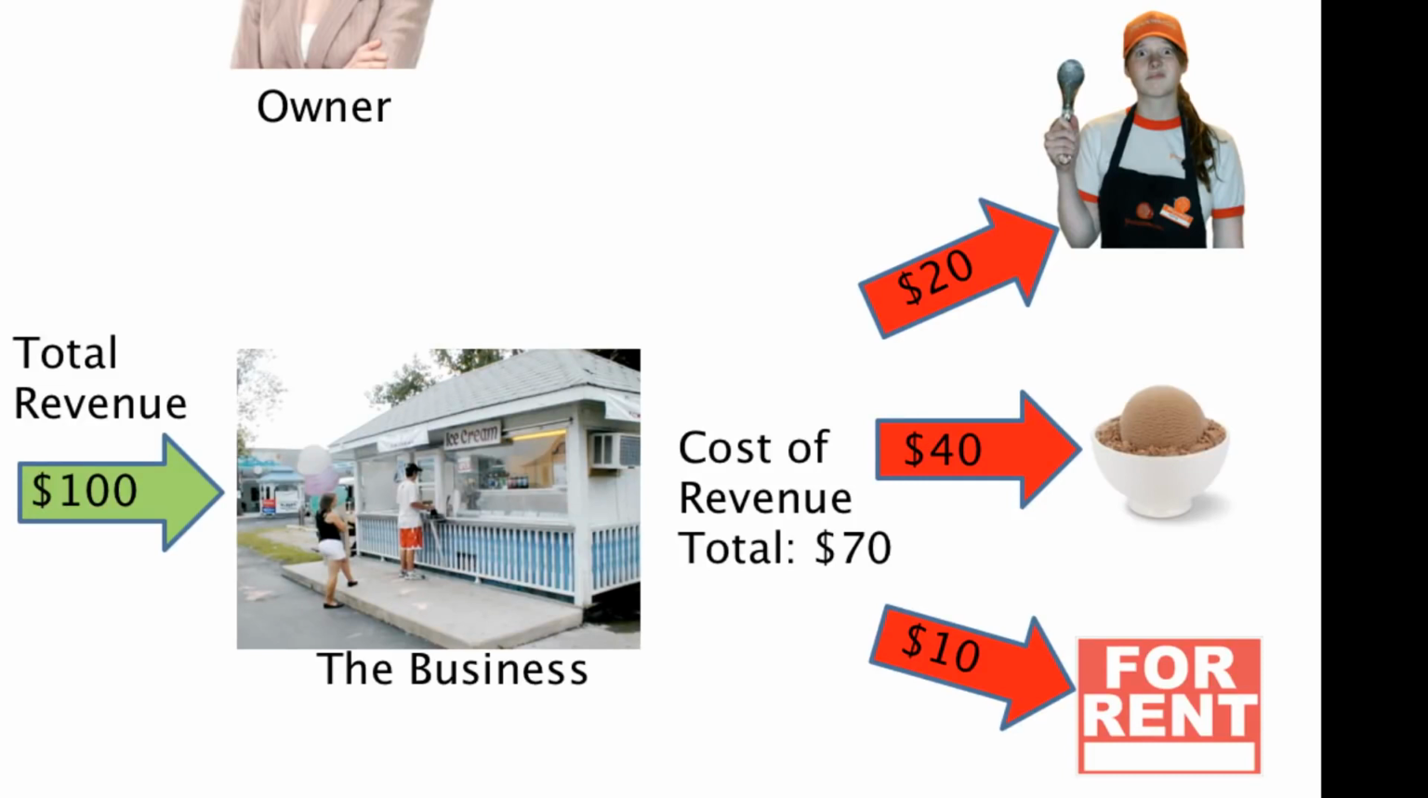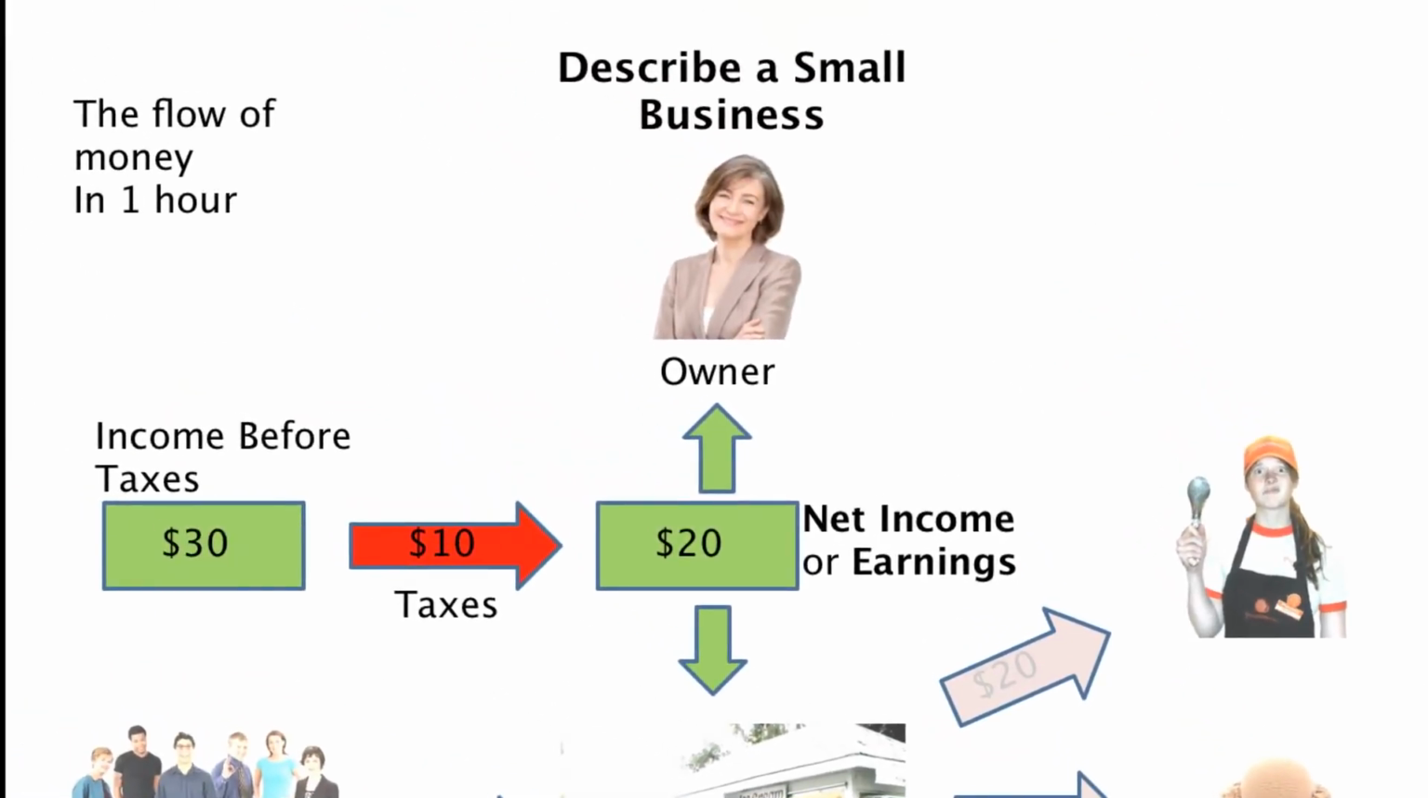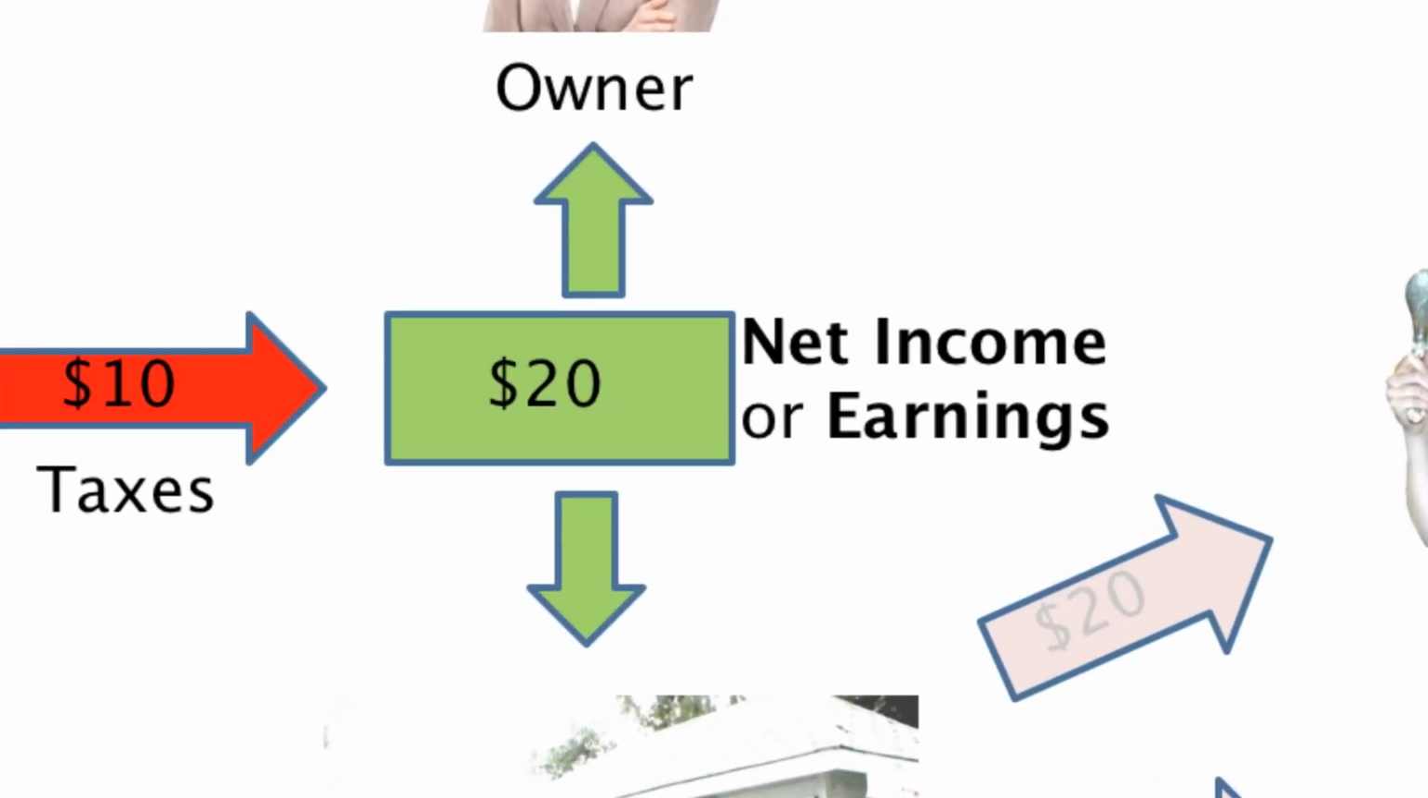Okay, so we had the revenue, which was 100, but the cost to get that revenue was $70 combined. When we took the 100 and subtracted the 70, we were left with $30. So that's the income before the taxes. Nancy's business made $30 in income before taxes. So let's just assume that we take $10 out for the taxes, and that leaves us with $20 of net income or the earnings. That term is vitally important.